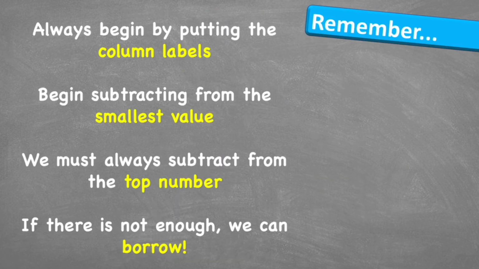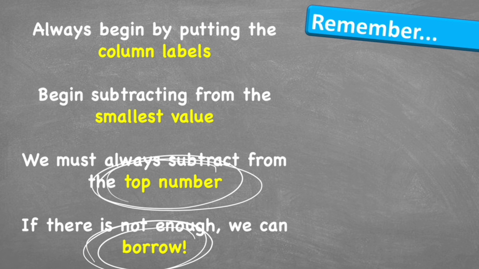First, we must always begin by putting the column labels. Begin subtracting from the smallest value, and we must always subtract from the top number. This is really important. Remember, the top number is the number we have, and the bottom number is what we're subtracting away. If there is not enough, we can borrow from next door. Don't be afraid to knock next door and borrow.